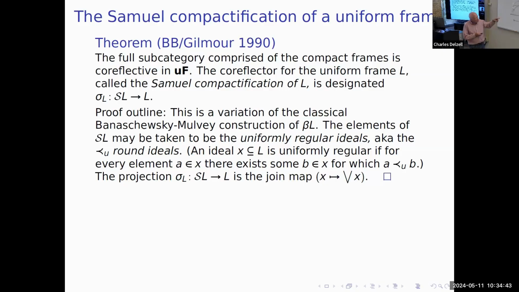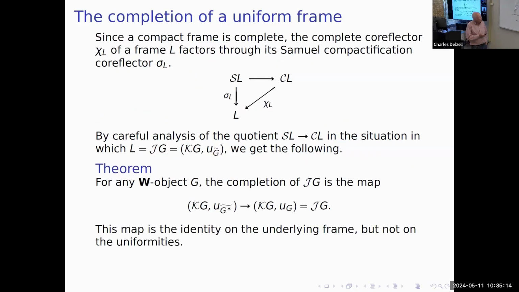So a uniformly regular ideal is simply an ideal with a feature that whenever you have an element in it, you have another element which is uniformly above, also in the ideal. And the Banaszewski-Mulvey construction works flawlessly to render the same conclusion here. That is, along with the join map, this is in fact an instantiation of the Samuel compactification.